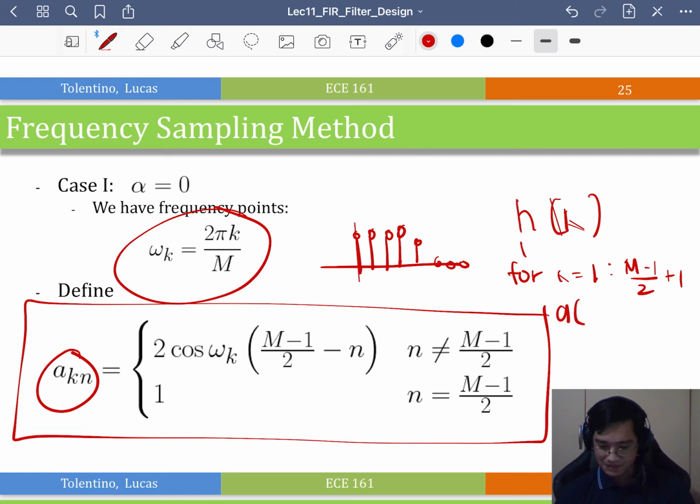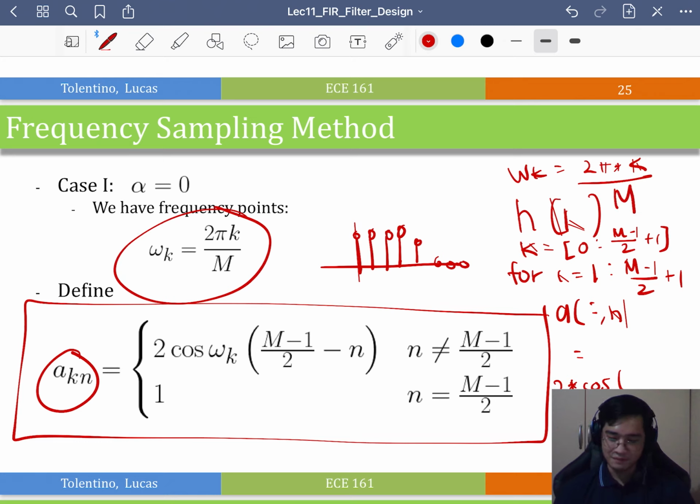First, set k is from 0 to (M minus 1) over 2 plus 1, and so on. And then the first vector is all of this by n, where n is the index here. And then you just write the formula: 2 times cosine of omega k. So set omega k as 2 pi times what you've set k to be, k over capital M.